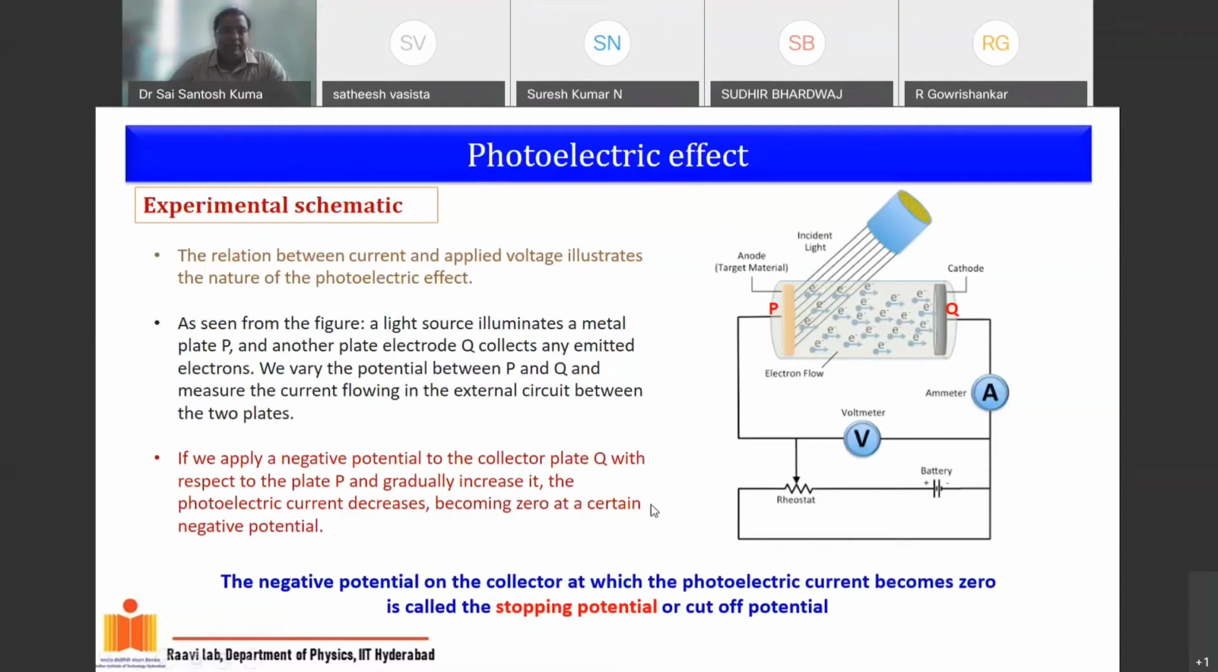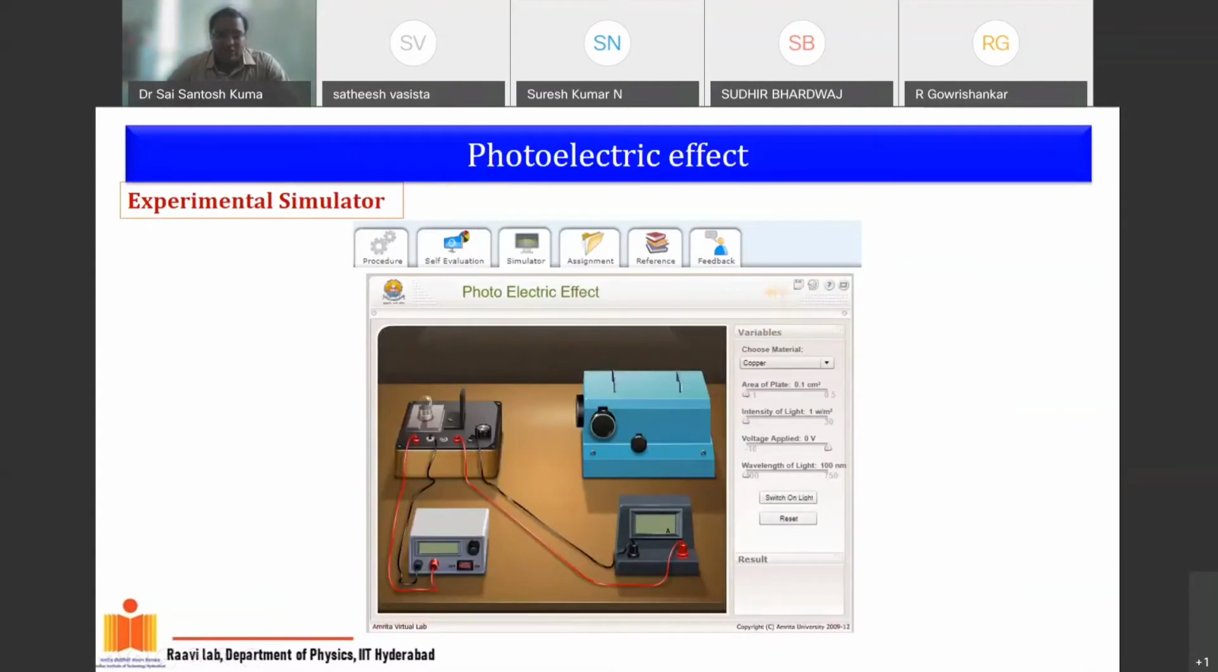Yeah. So this is the experimental simulator. As you see here, you do have an ammeter and a voltmeter to check. Then you have the light source, and this entire connection is within these two, the plates, etc. So we don't get to see the plates and other things. Whatever is to be understood, I just explained in the previous slide, right?